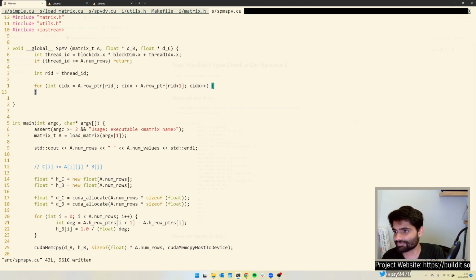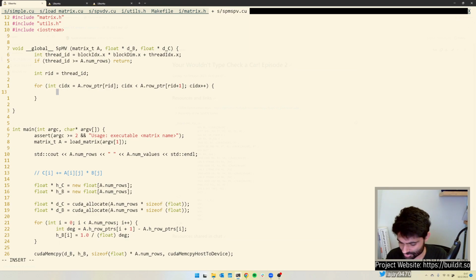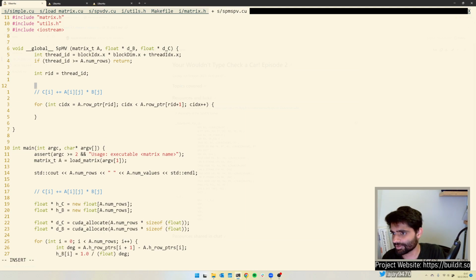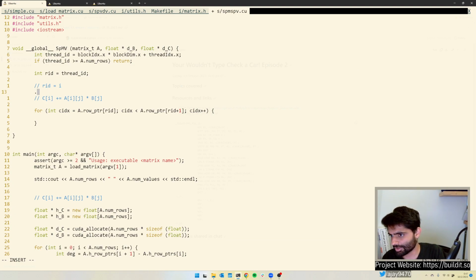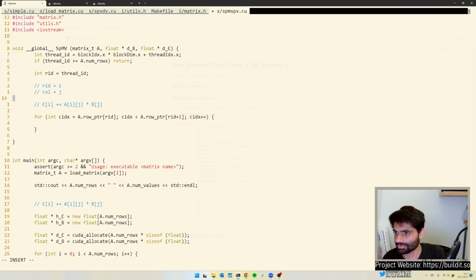Now inside this, first I'm going to get which column this value is. So in the original one we had this, right? I'm going to copy this over again. So RID here roughly corresponds to I, and then we're going to get column ID next. So we're going to say COL equals J. Okay, so let's compute what the column ID is.